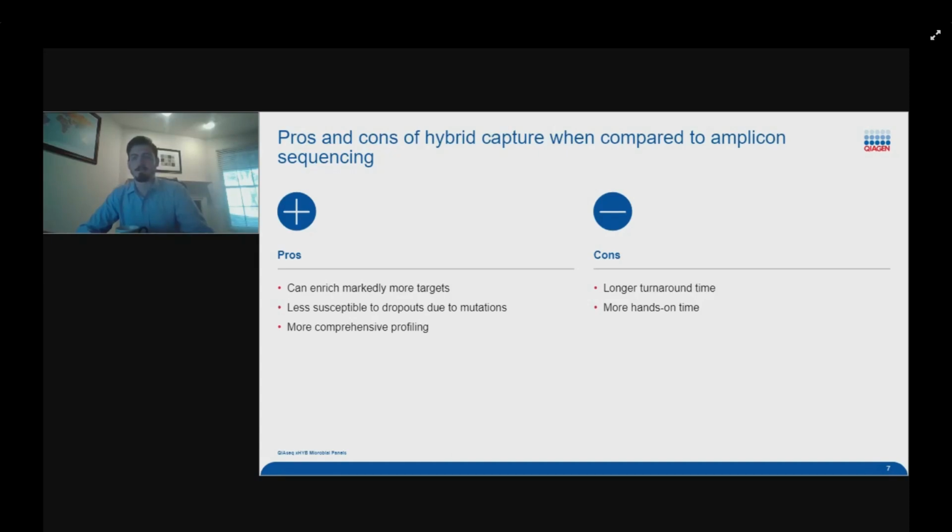Now, as compared to amplicon sequencing, hybrid capture does have a longer turnaround time. As I mentioned, there is an overnight hybridization step, whereas with amplicon sequencing, you don't usually have full 2-day workflows like that. And as a result, there is more hands-on time as well. But the cost benefit of hybrid capture is worth it in that you can get so many more targets at once as compared to amplicon sequencing.